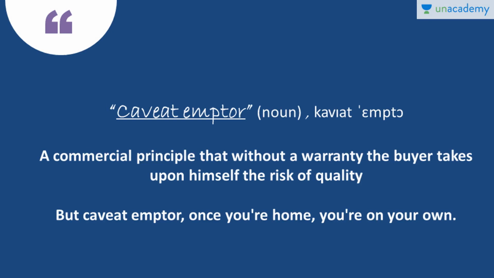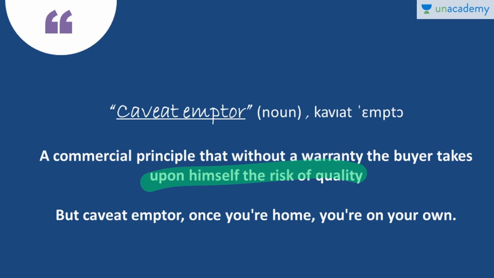And here we have the very first word of this lecture, and here it is. That's caveat emptor. Now we talked about caveat in the last lecture. The last word of the last lecture was caveat, and the first word of this lecture is caveat emptor. Now what is this caveat emptor? Firstly, the part of speech is noun, and the meaning of this word is a commercial principle that without a warranty, the buyer takes upon himself the risk of quality.